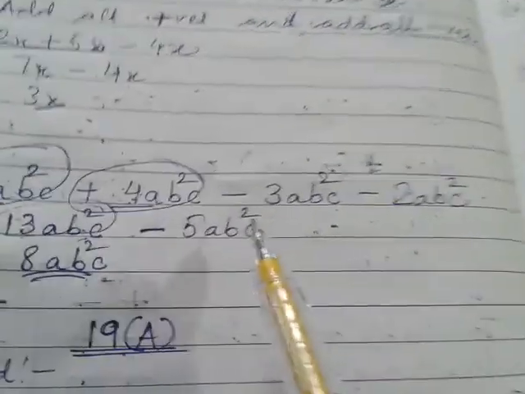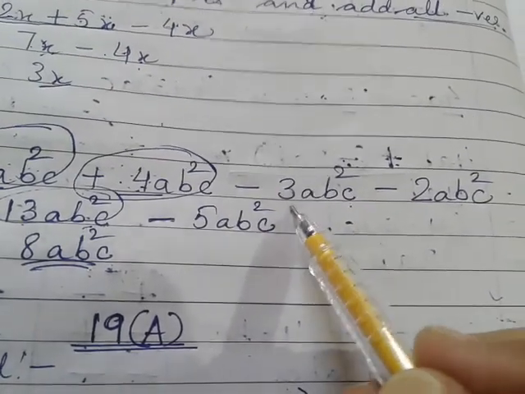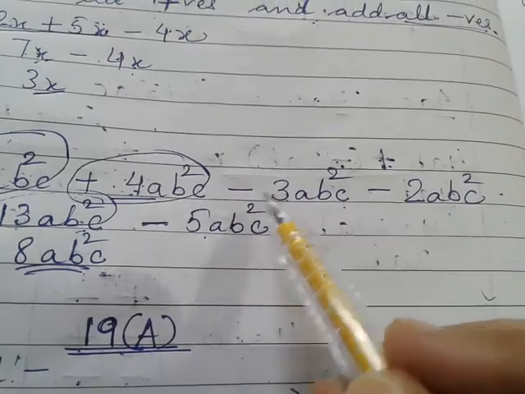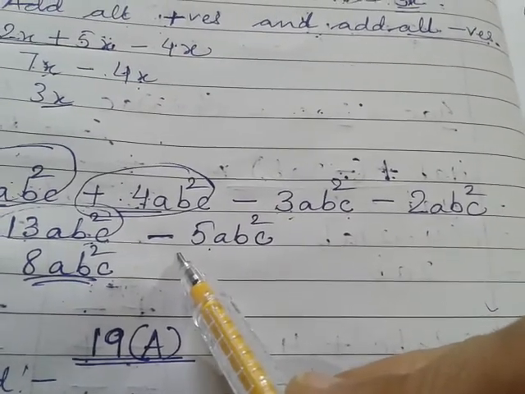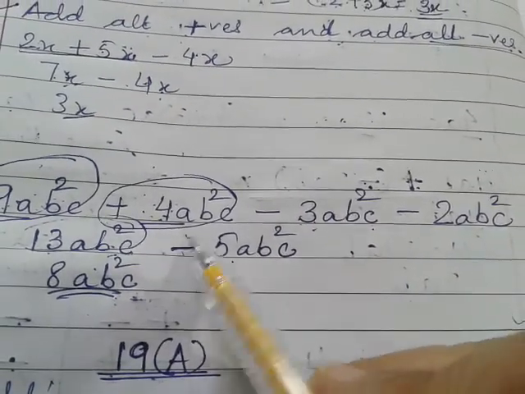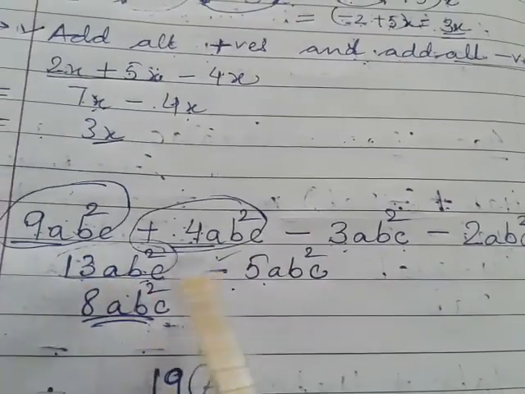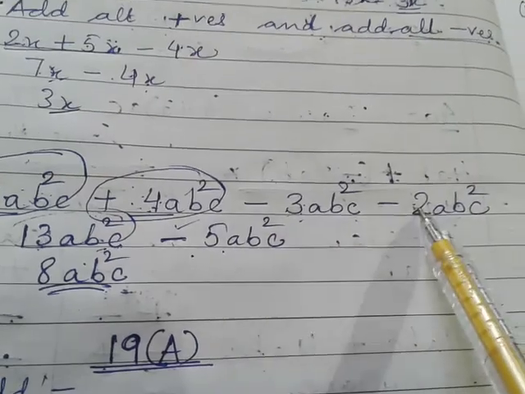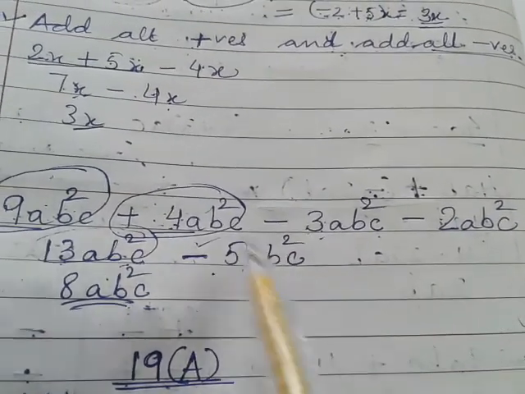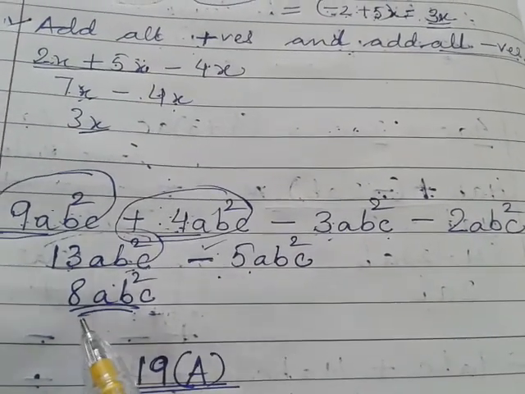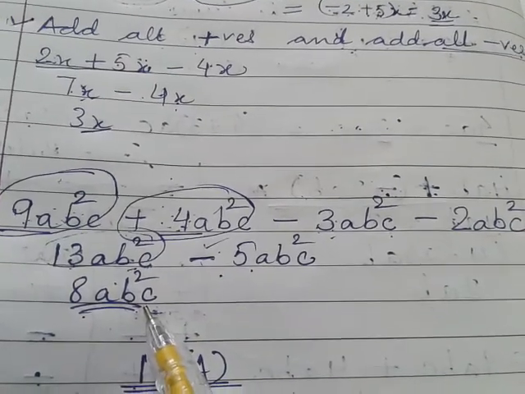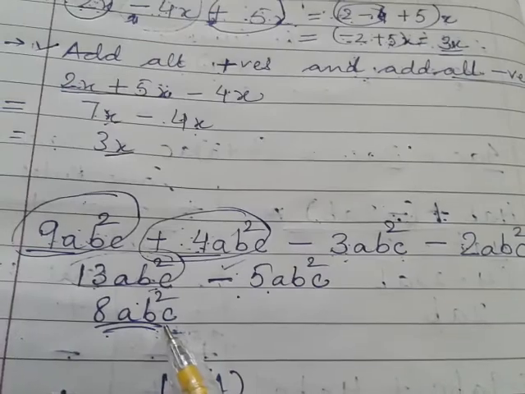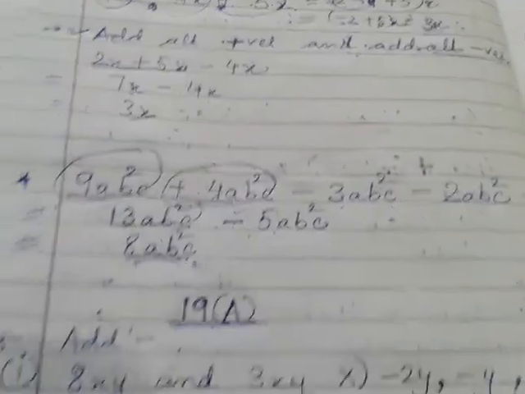Now add all the negatives. Here two negatives are there: minus 3, minus 2. So 3 plus 2, 5, but the sign will be minus. Add all the positives, both are plus, so I have added. Add all the negatives, 3 and 2, 5. And subtract them. So 13 minus 5, 8 ab square c. Okay, the key is add all the positives, add all the negatives and subtract them.